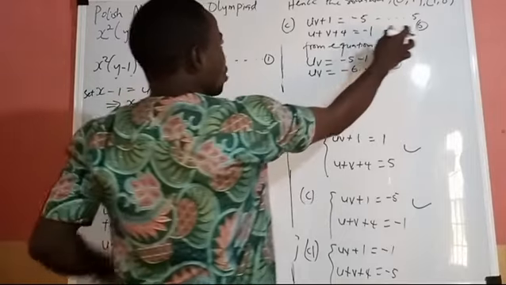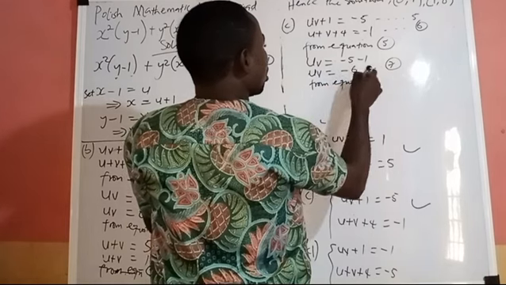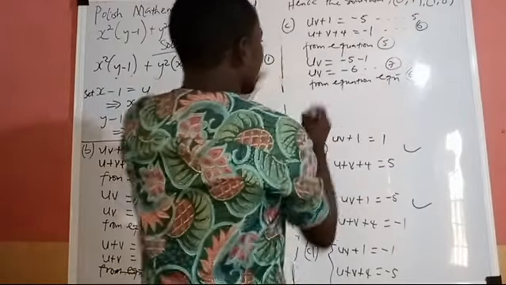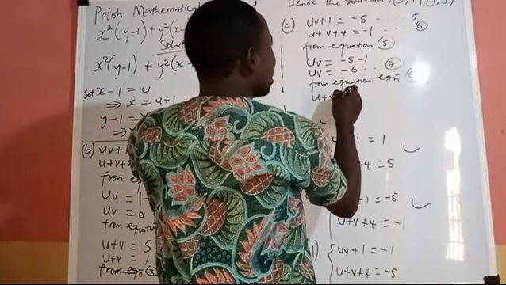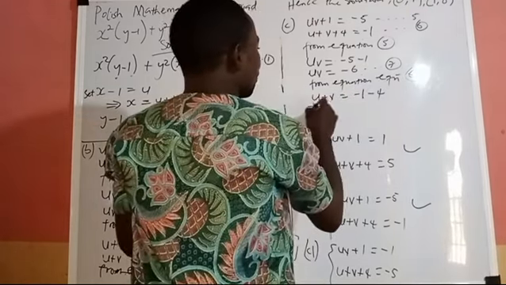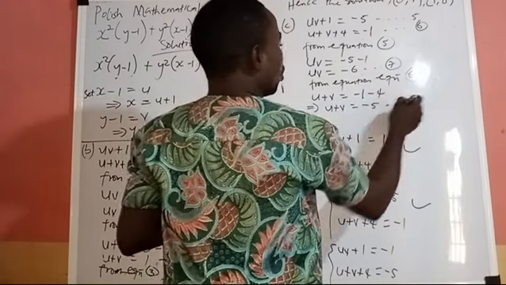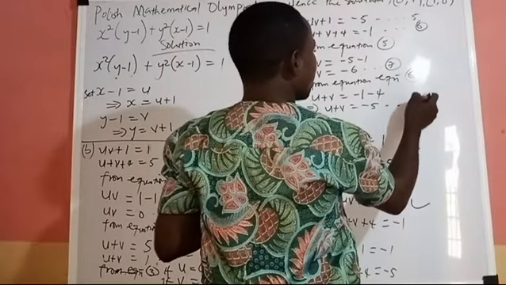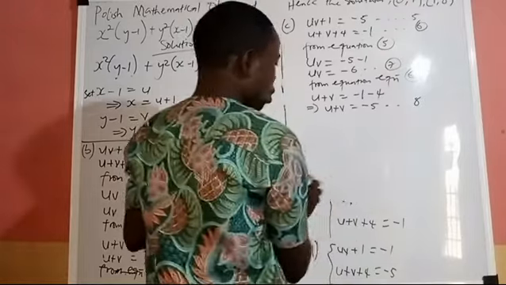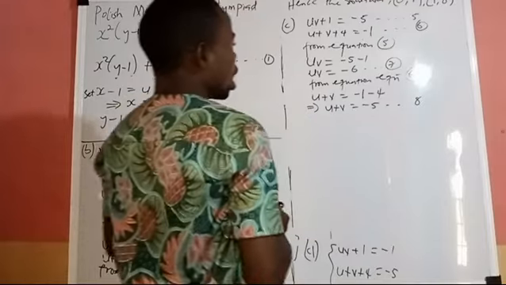Okay, and then from our equation 6, we have that our u plus v is equal to minus 1 minus 4. Of course this now implies that our u plus v is equal to minus 5. Okay, so this is what we have. We can name this equation 8. Now we are going to solve equation 7 and equation 8 to obtain the values of v and u.